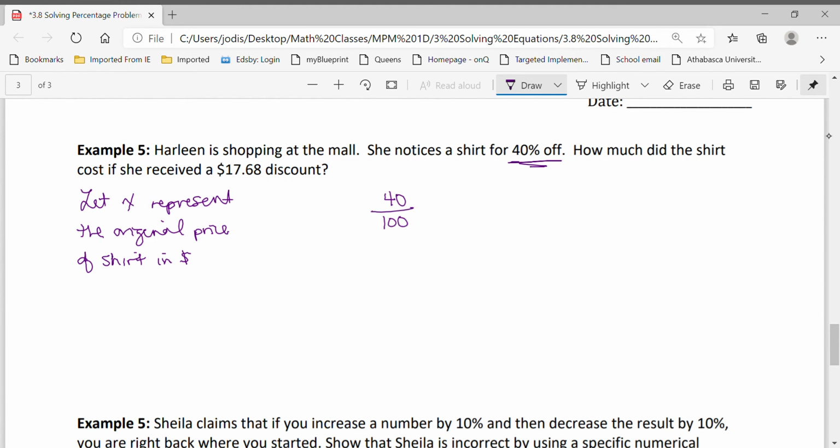So 40 out of 100. And we know that the discount was $17.68. But we don't know what that original price was. So in this case, even though it said 40% off, we don't care about how much we are actually paying, right? We care about what the original total was. So I wouldn't do this question like I did the last one. That's why we have the 40 over 100. So this one we could just do the reciprocal.